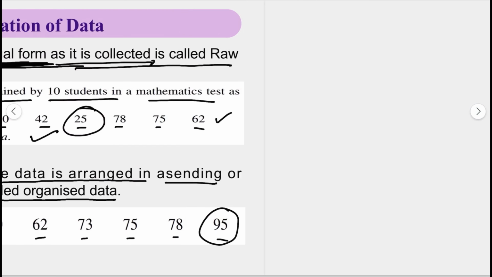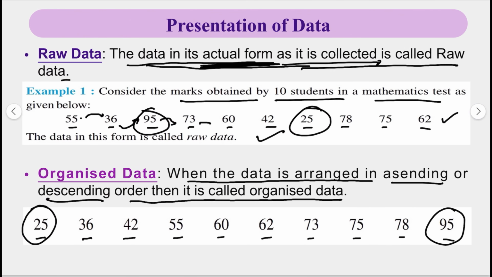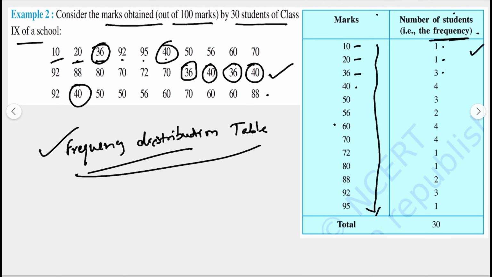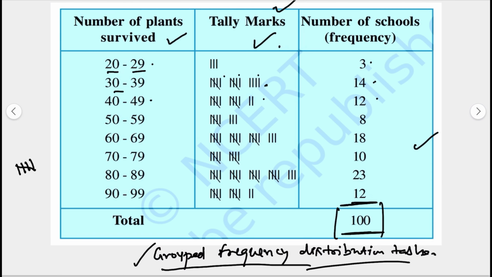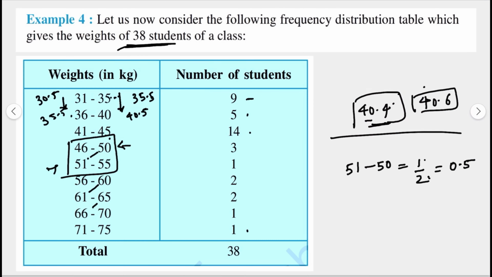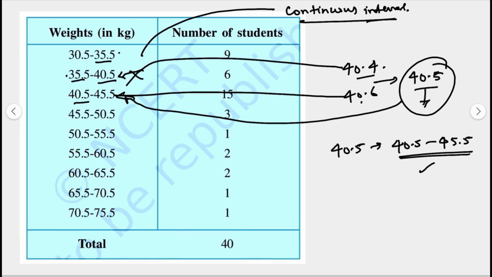First we understood what the raw data is, then we organized that data. This can be done for a small size of data. If the data is slightly bigger, then we can use a frequency distribution table. And when the data is very large, in that case we use a grouped frequency distribution table. In some cases you find that making intervals which are not continuous may create a problem. That problem is resolved by making the intervals continuous.